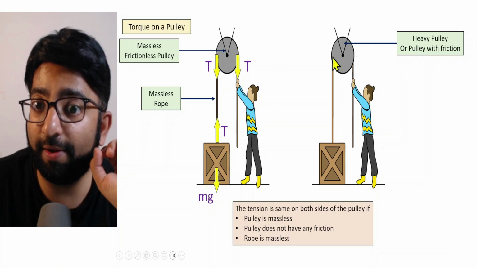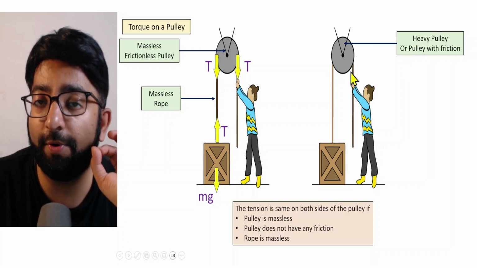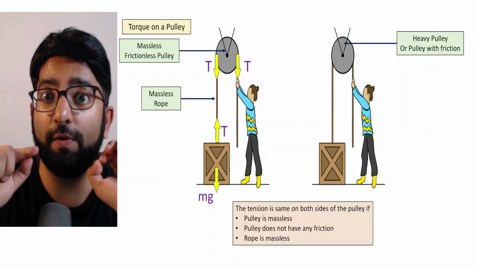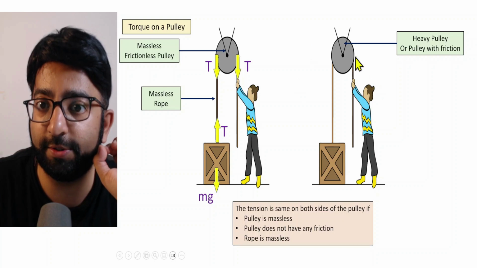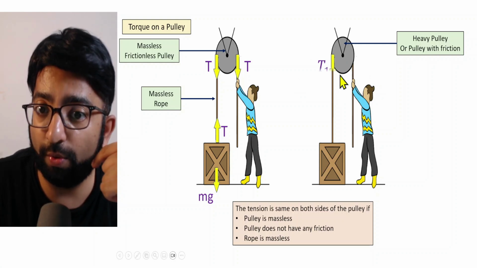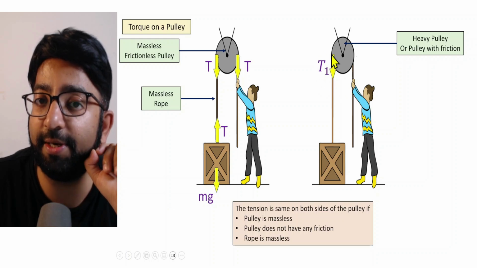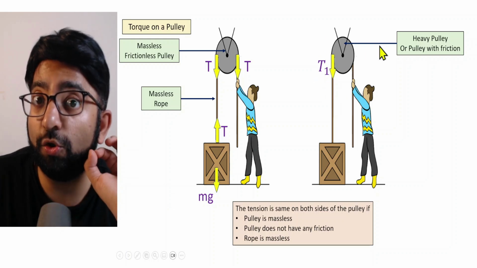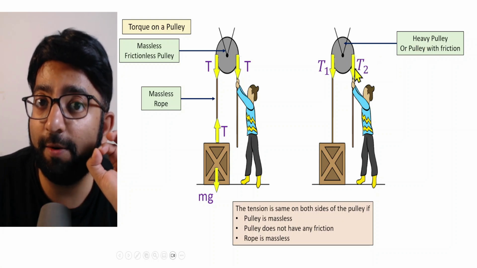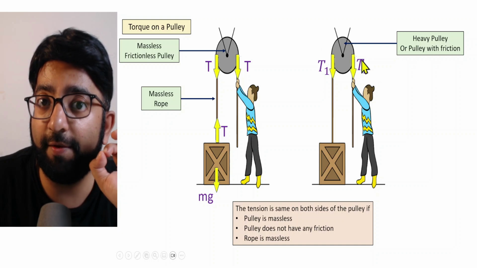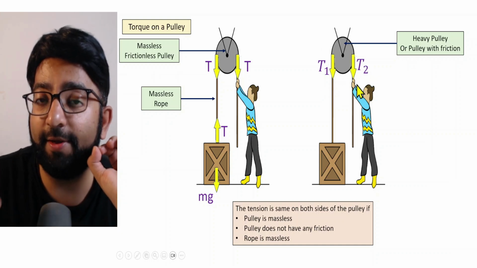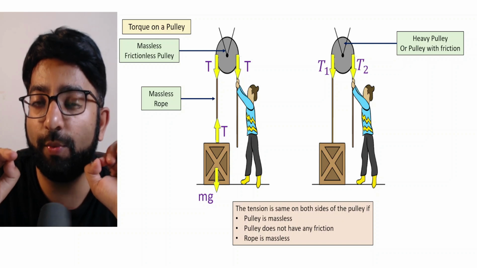In this case, we need to figure out the tensions on both sides of the pulley. So the direction will stay the same, as the direction of tension is always away from the object along the string. So let's consider this side. The direction of tension will be acting downwards, and let's say that tension is T1. Now, since the pulley is not massless, it is having some weight. So on the other side, the tension will be T2 and the magnitudes of T1 and T2 will not be the same. And this small little detail we have to be careful of while solving questions.